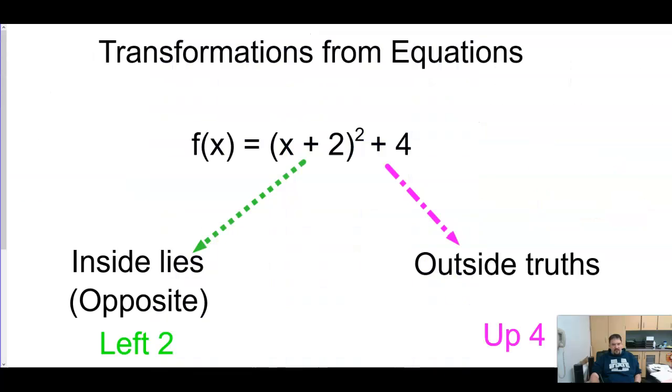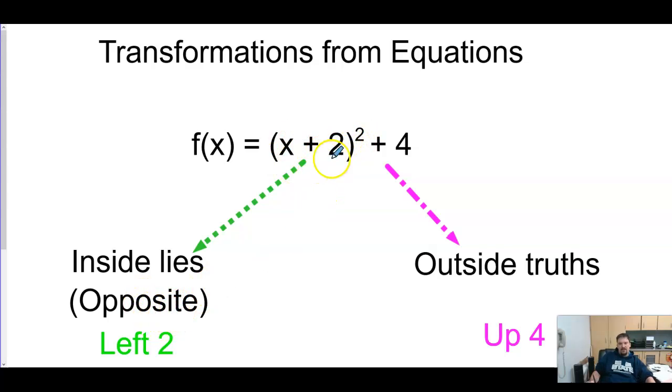All right, let's take a look at some transformations from equations. The way we're going to be able to determine these is based off of where the transformation happens. If the addition or subtraction is happening inside of the function, meaning inside parentheses, inside the absolute values, or inside the exponent for an exponential equation, the inside always lies, and so the opposite is really happening.